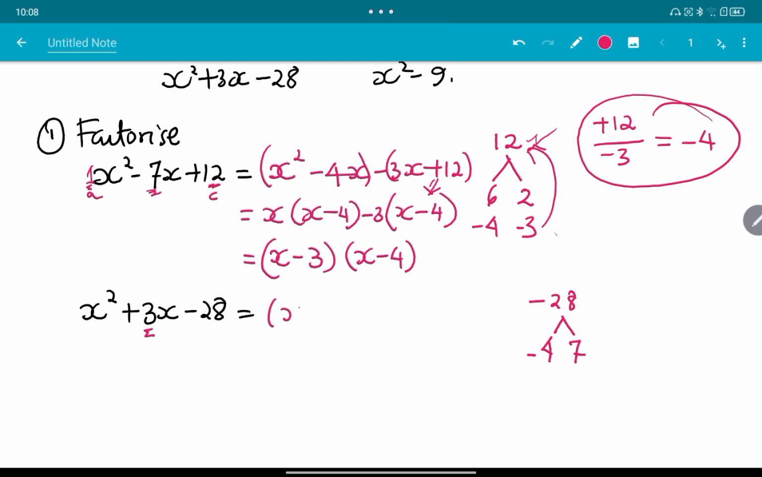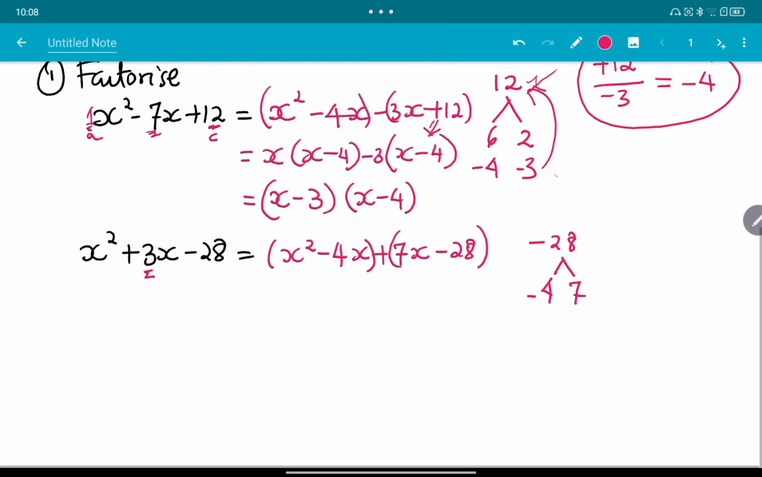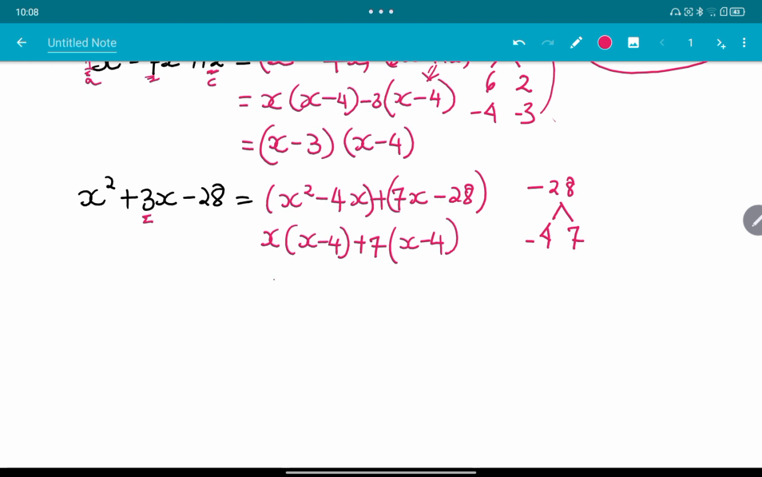So I'll have x squared minus 4x plus 7x minus 28. Once I do that, group them into 2. The common factor in the first bracket is x, and I remain with x minus 4. In the second bracket, the common one is 7, whereby I get x minus 4. Then take the factors outside the bracket, put them as one. Since the other two are similar, we just pick one of them. So we factorize that as well.